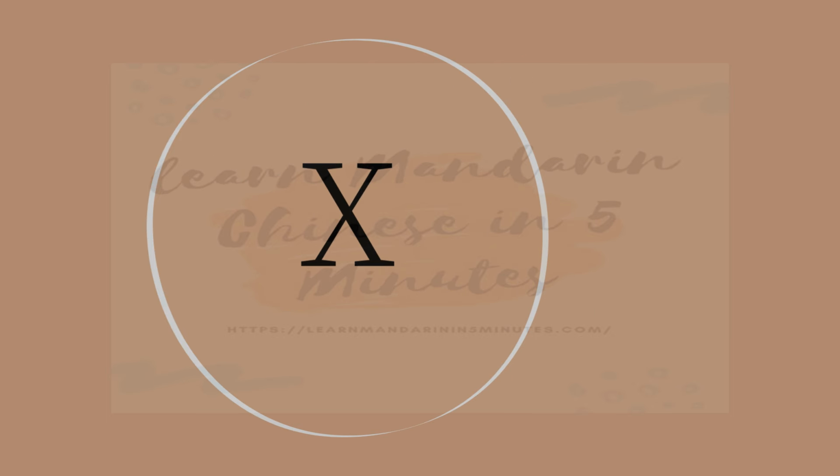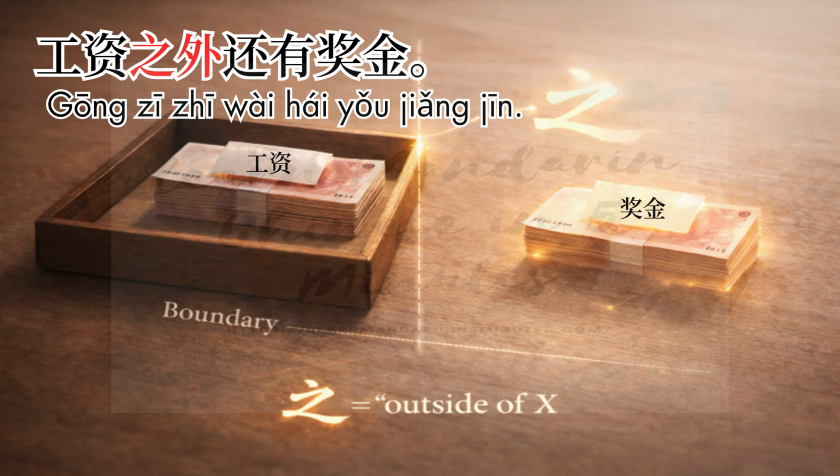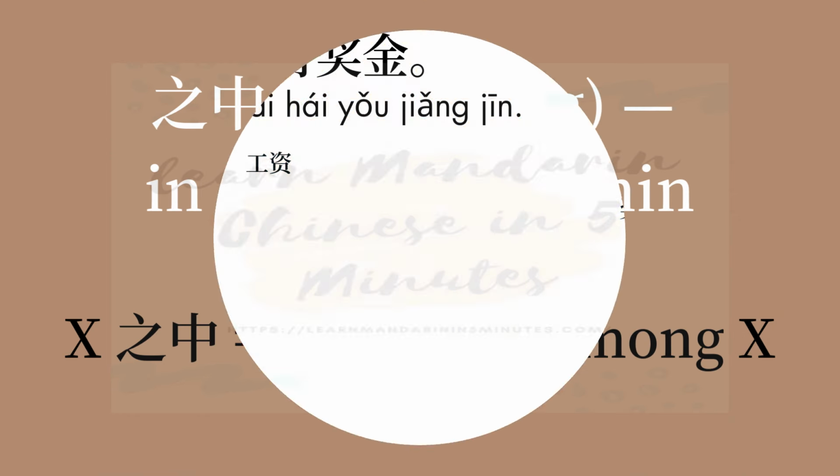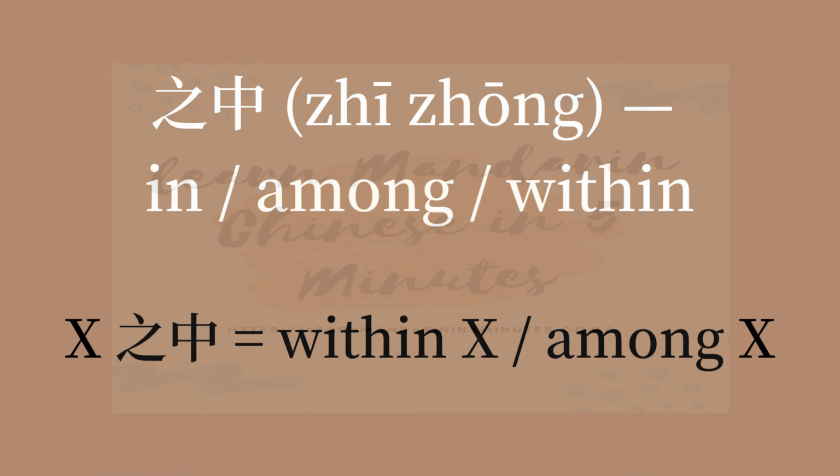Imagine X is a circle. 之 attaches outside to that circle. So you're talking about everything beyond the circle. 工资之外还有奖金. Besides salary, there's also a bonus. X之中 means within X or among X. It is the same mechanism as 之外, just the opposite direction.